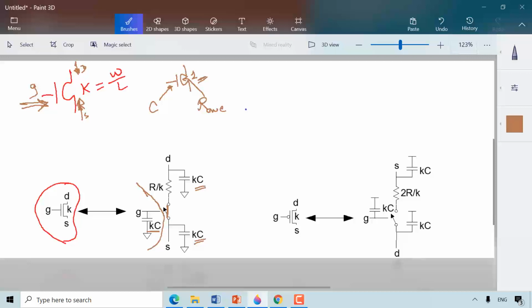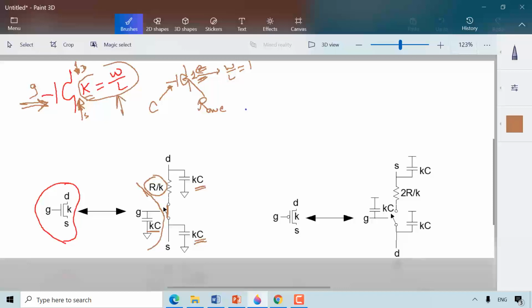What happens if my device is not a size of 1, but K? Which means that we are increasing the width. Here, 1 is W over L equals 1. But what if W over L equals K, like 2 or 3? When we increase W over L, we reduce resistance, and therefore the effective resistance of the device becomes R divided by K. Now, how about the diffusion capacitance? The diffusion capacitance increases with the size of W over L.